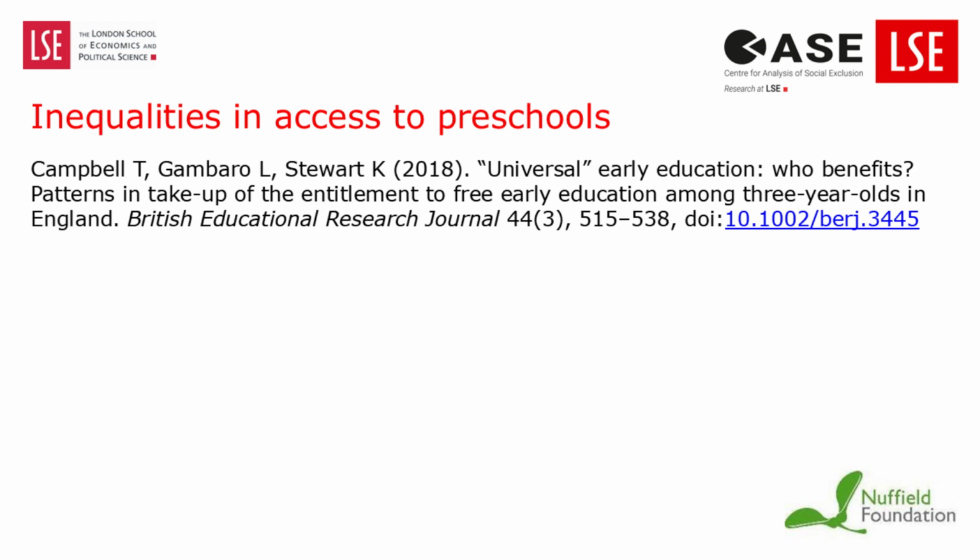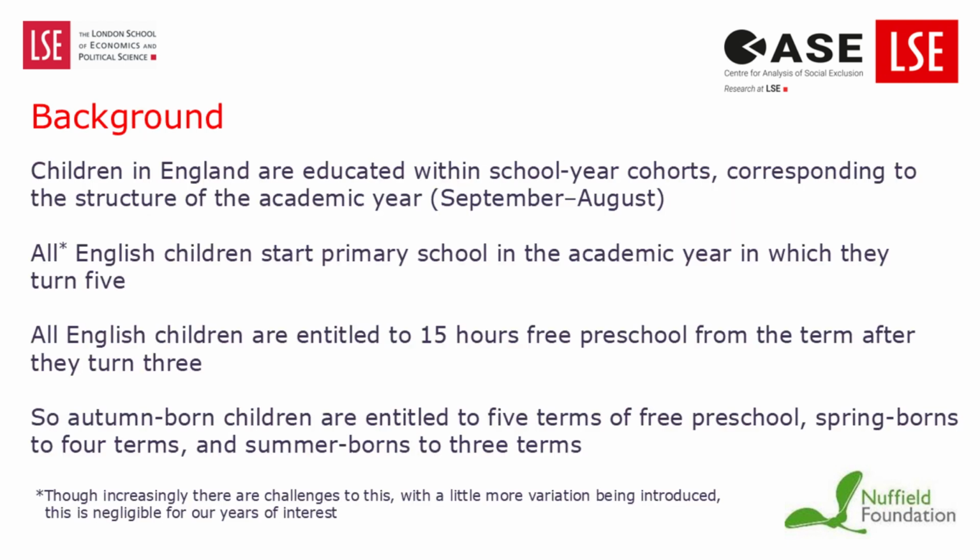So in this study, we're looking at whether there are inequalities in access to free early education before compulsory schooling. And here's a bit of background. In England, children are all educated within school year cohorts, which correspond to the structure of the academic year, from September through to August. Kids born within that period are in one school year cohort and are educated together. And all English children start primary school in the academic year in which they turn 5.